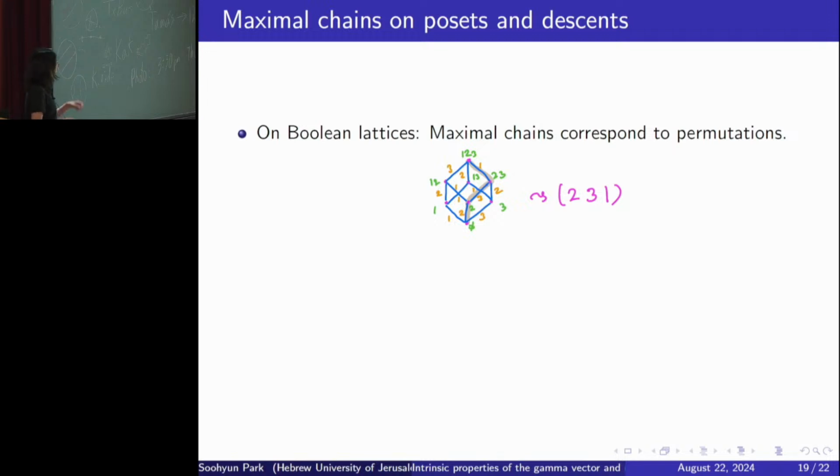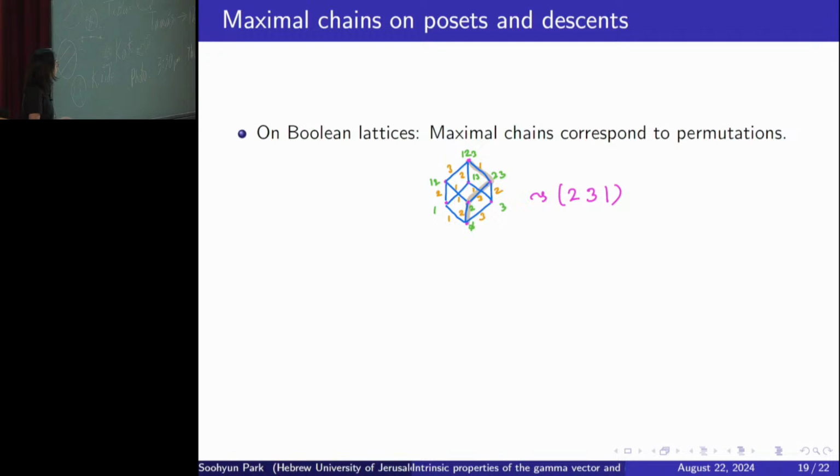So the source of this descent statistic that we'll discuss is from maximal chains on posets. The chains, as I said, are just paths inside the Hasse diagram, or totally ordered subsets, and the maximal chains just go all the way from the bottom to the top. And as you can see here on the Boolean lattice, what do we mean by permutations?